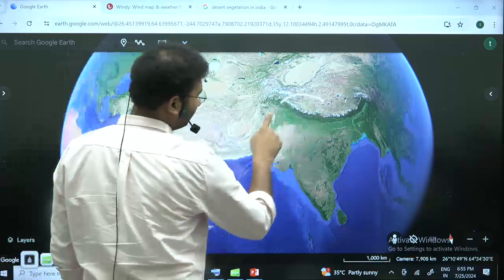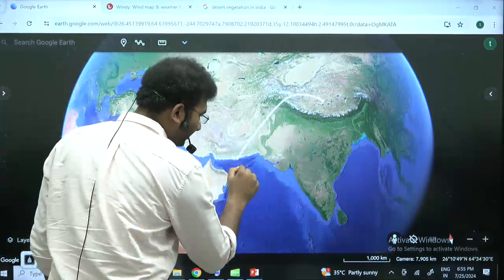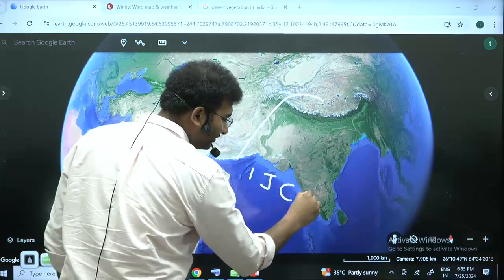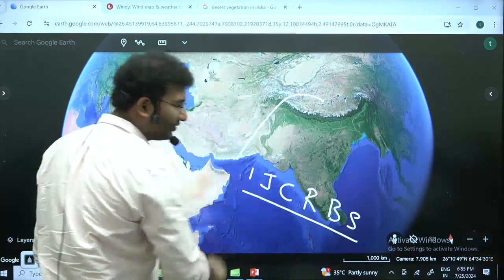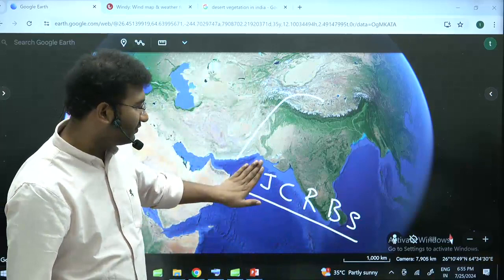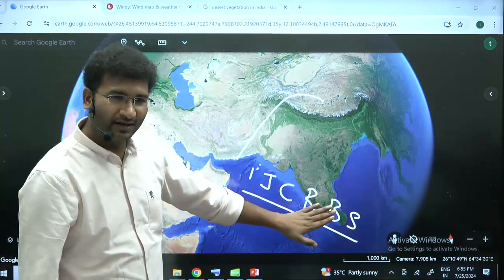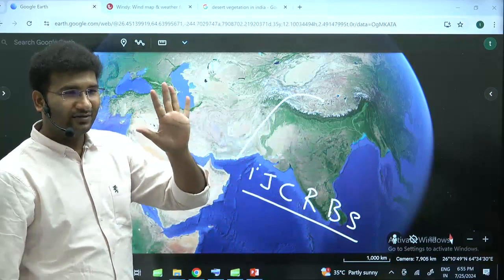We are giving water to Indus. Indus has tributaries: Jhelum, Chenab, Ravi, Beas, Sutlej. These are the 5 major tributaries of Indus. Jhelum, Chenab, Ravi, Beas, Sutlej. Right?